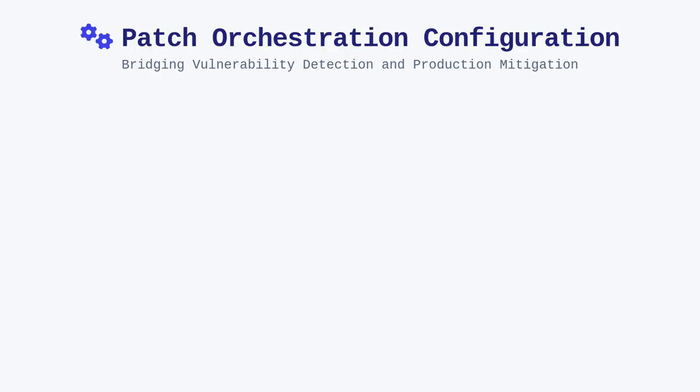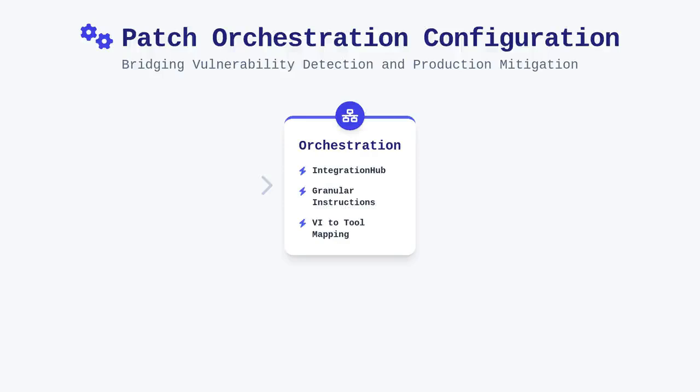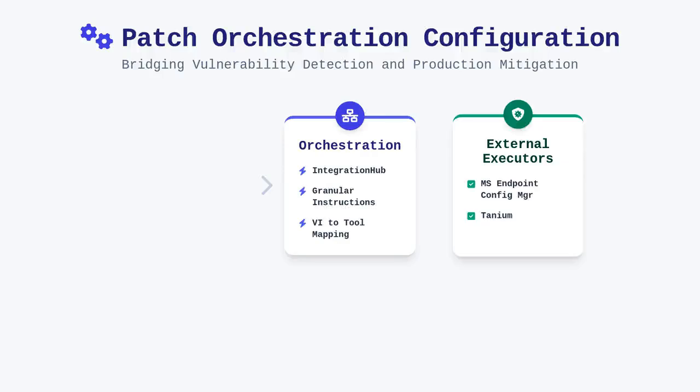Patch orchestration configuration represents the bridge between knowing what is vulnerable and actually mitigating that risk within your production infrastructure. When we talk about orchestration in this context, we are primarily concerned with using Integration Hub to communicate with third-party tools like Microsoft Endpoint Configuration Manager, Tanium, or BigFix.